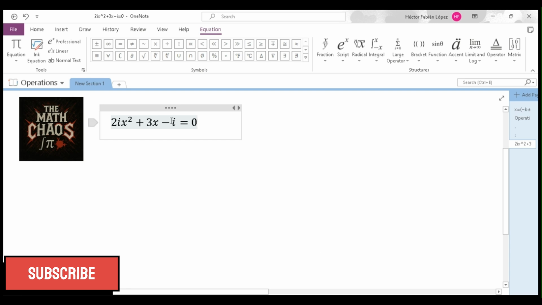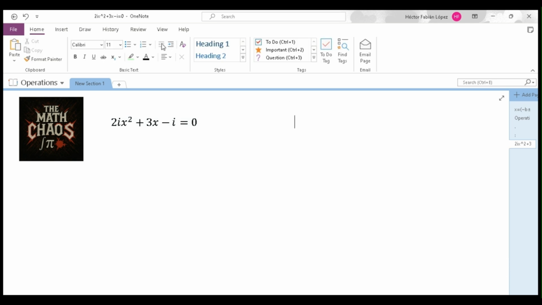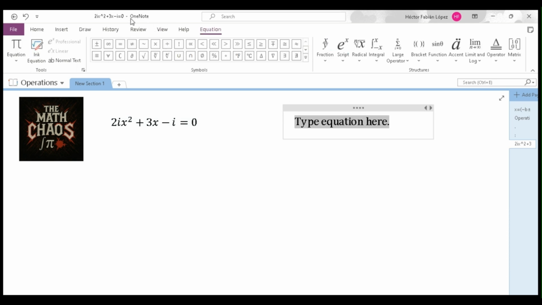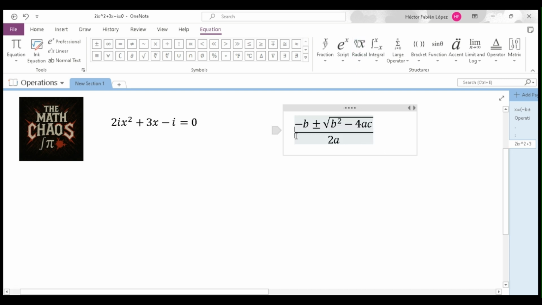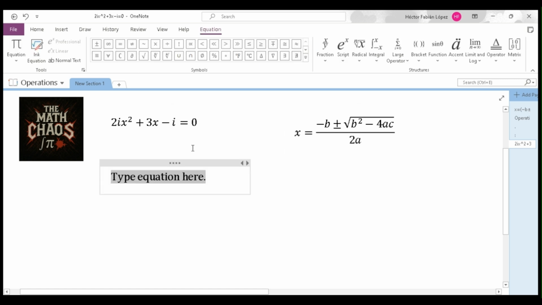For today, we are going to solve this equation having imaginary coefficients. As you can see, this is an equation of second degree. It implies we can use the quadratic formula. Then here we have it, x equals. Okay, excellent.